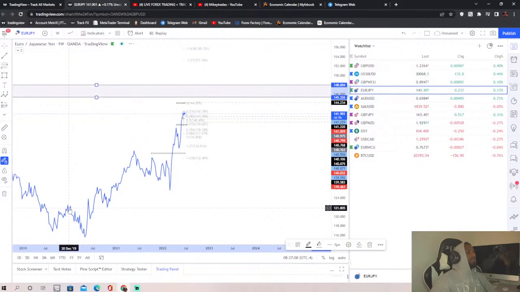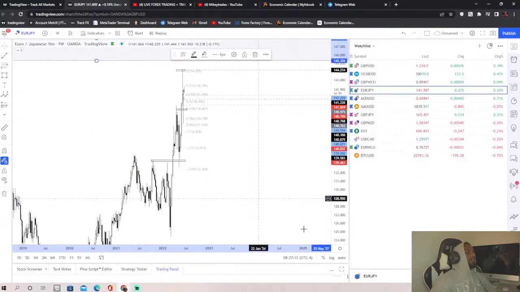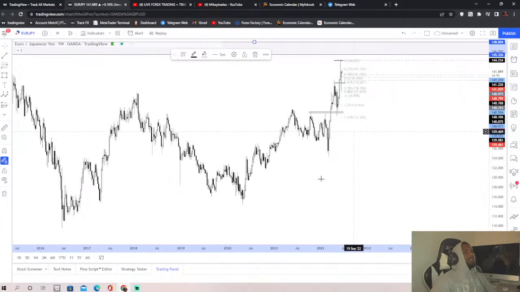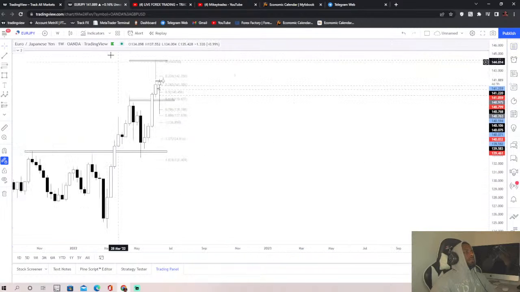So I am bullish on the long term, but then we kind of got to go down to lower time frame and see what's relevant, what's happening, and what we can capitalize on, right?